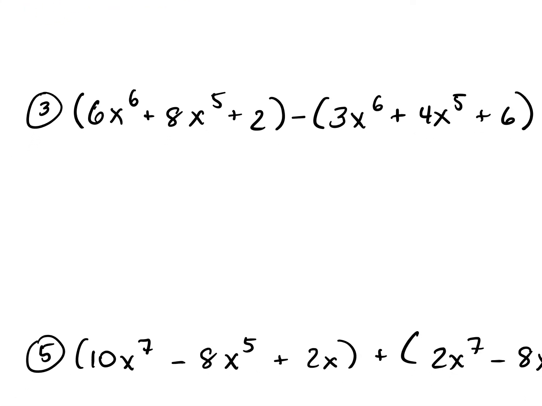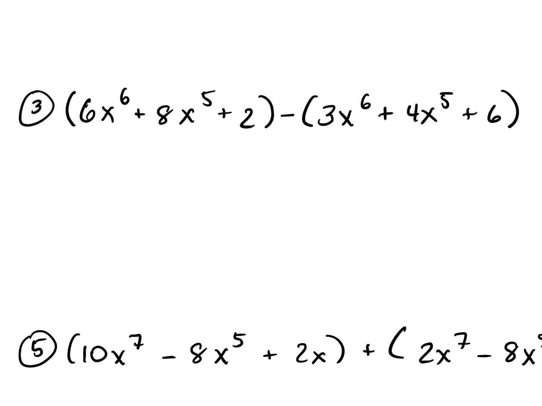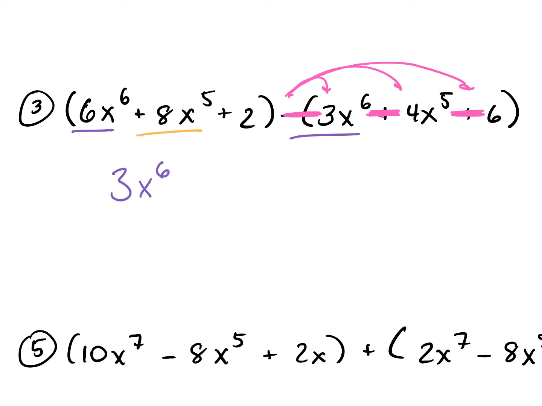All right, number 3. I'm subtracting here, so what should I do first? Distribute the negative. So it gets distributed to everything behind it. So it becomes a minus 3x to the 6th power, minus 4x to the 5th power, and minus 6. So next we want to combine our like terms. I have 6x to the 6th power minus 3x to the 6th power. What would that be? 3x to the 6th power. Then 8x to the 5th power minus 4x to the 5th power would be plus 4x to the 5th power. And then 2 minus 6 would be negative 4. Perfect.